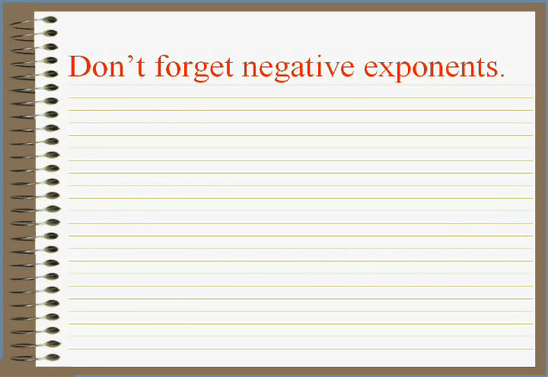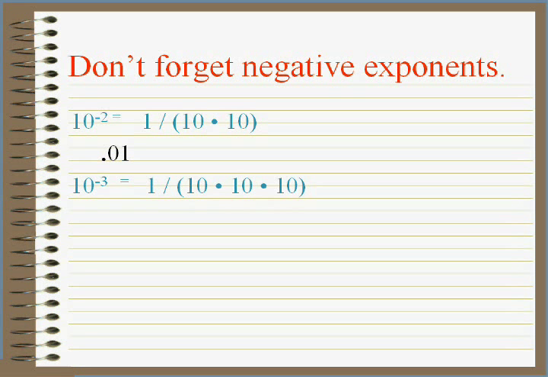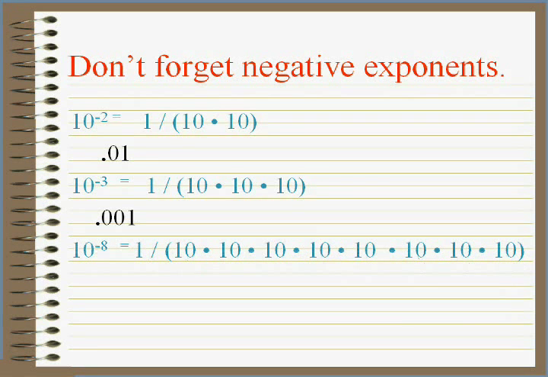What if we looked at the negative versions of these? I shouldn't say the negative versions because they're not negative. 10 to the minus 2 is not a negative number. It's 1 over 10 to the 2nd, or 1/100th, and that's how you'd write it as a decimal. 10 to the minus 3 is also not a negative number. It's 1/1000th, or 1 over 10 to the 3rd. 10 to the minus 8 is a very, very small number, 1/100,000,000th, but it is not a negative number.